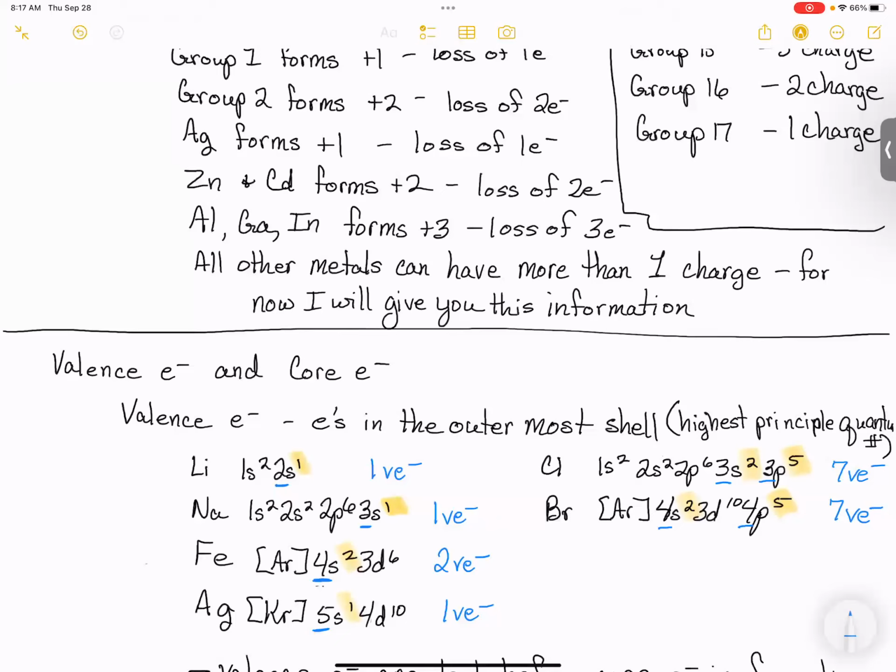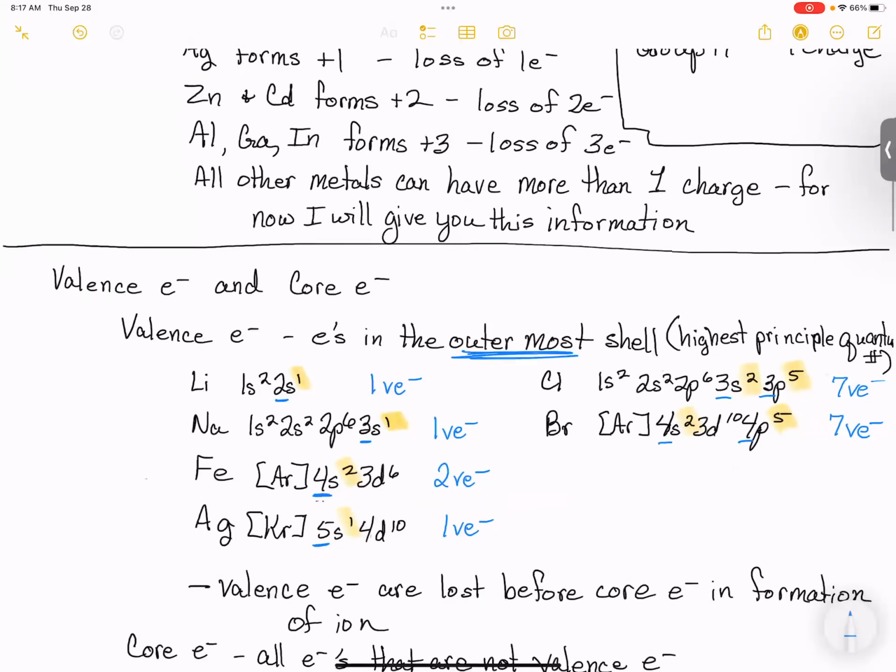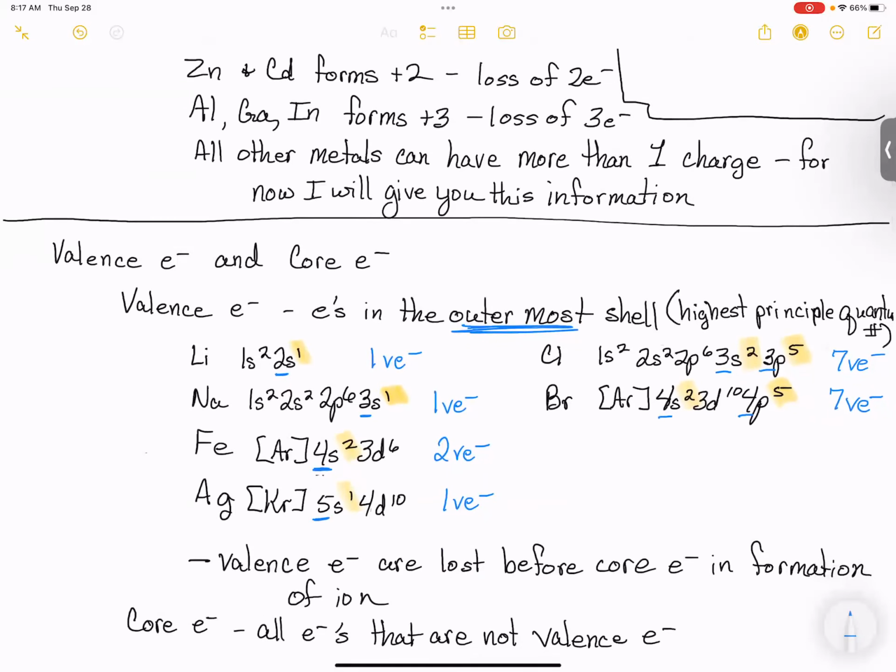So again, your valence electrons are the electrons in the outermost shell, which is the highest energy level. Those are the primary electrons responsible for an element's reactivity. If it's not a valence electron, then it's a core electron. Questions about valence and core electrons?